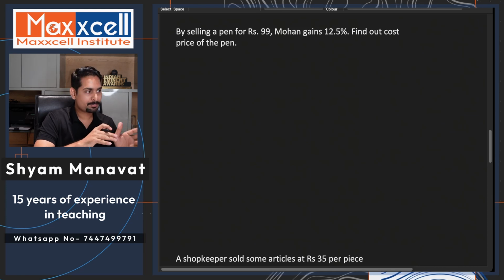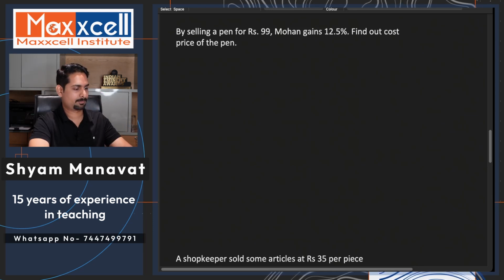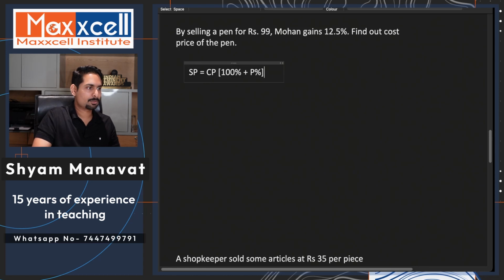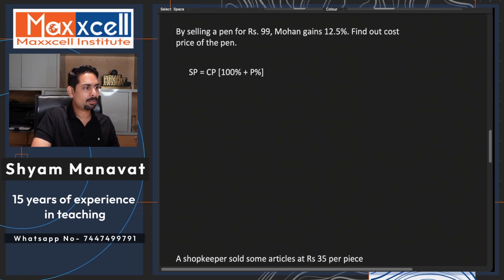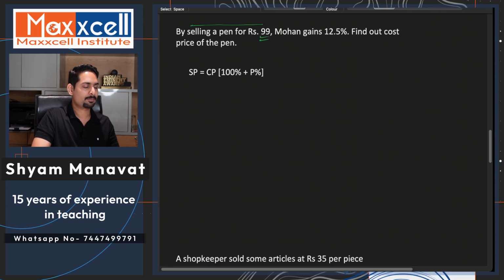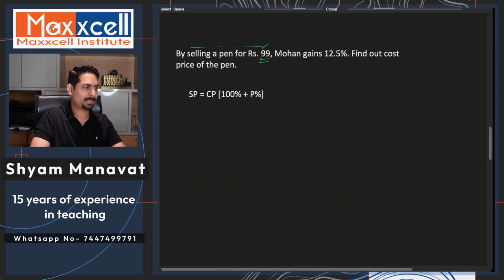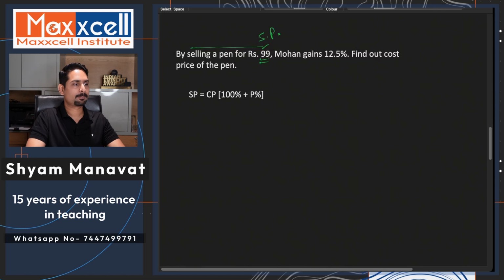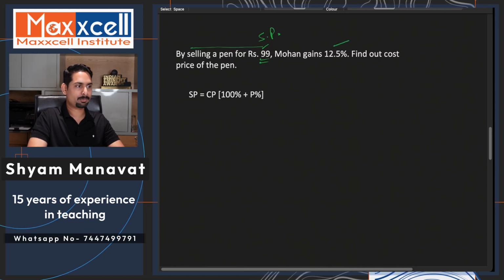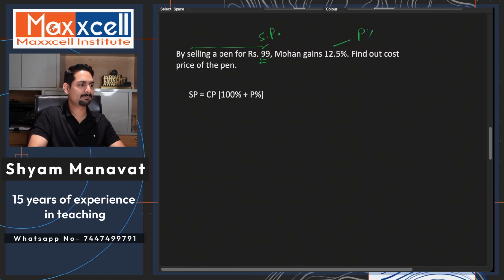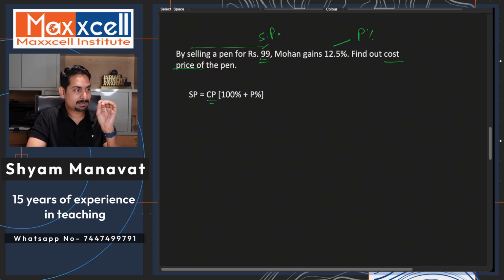Same again. Pause the video. Try to answer this question. All right. So selling of pen is 99 rupees. So 99 rupees is what? That is nothing but the selling price, right? Gain percentage 12.5. That is profit percent. Find out cost price. We need to find out cost price. Replace the values in the formula.